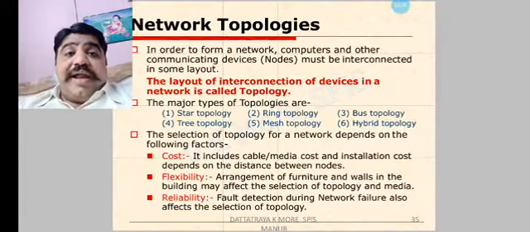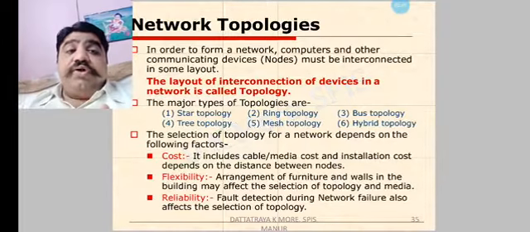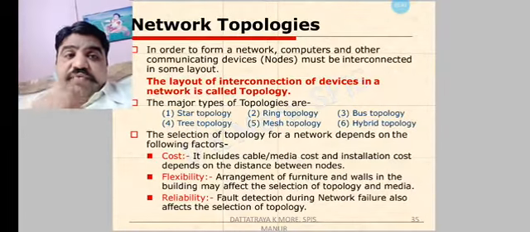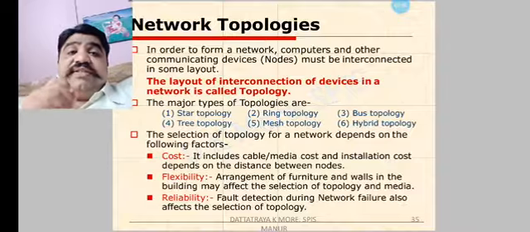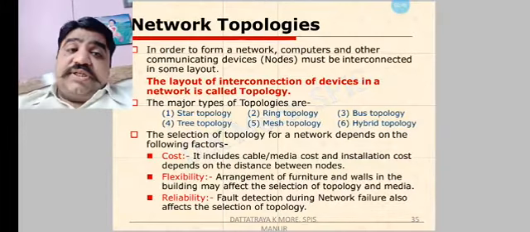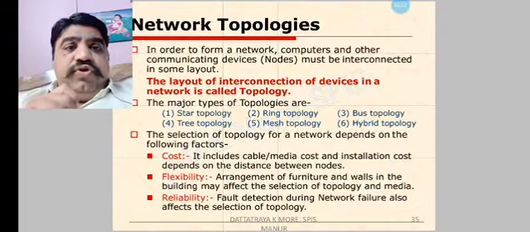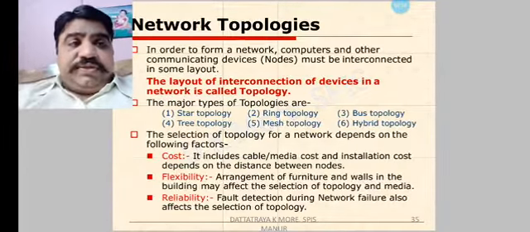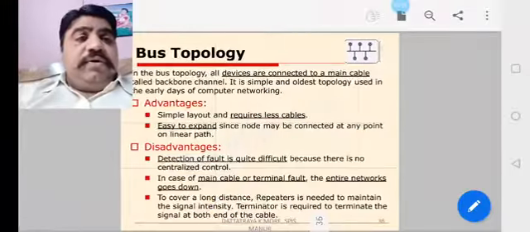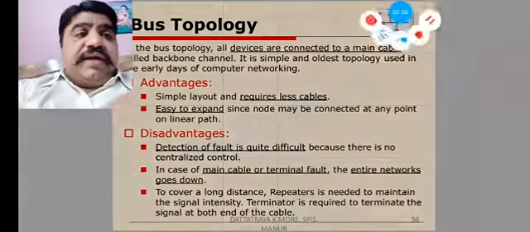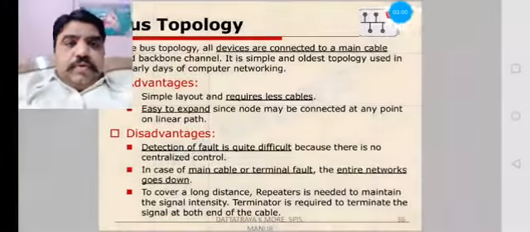Third point, reliability. Fault detection during network failure also affects the selection of topology. This is also very important. It should be very reliable. We should know which topology is reliable for us. So let's move ahead to the first topology, that is bus topology.